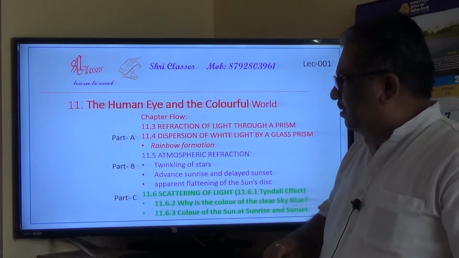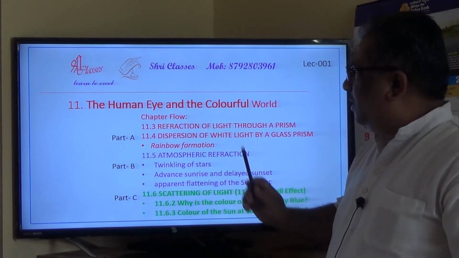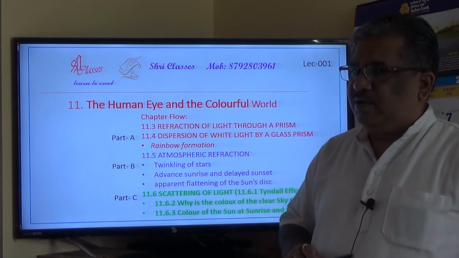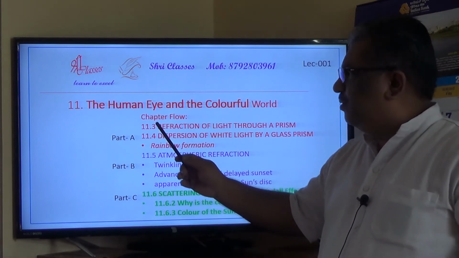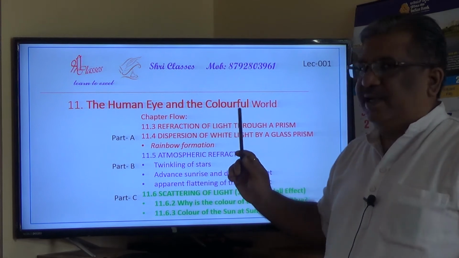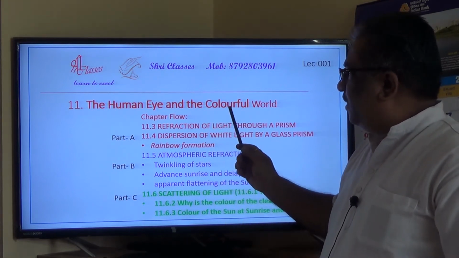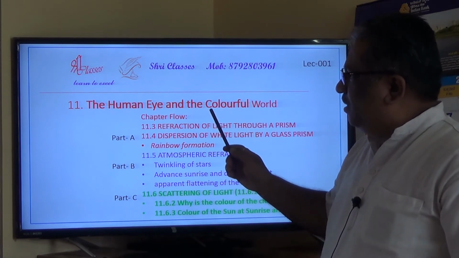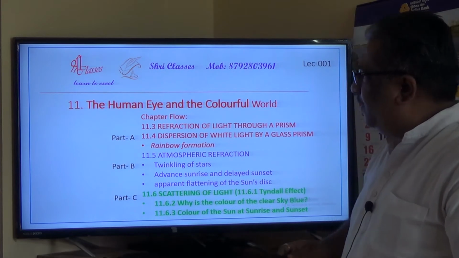We'll begin with the new chapter, chapter number 11, the human eye and the colorful world. According to your new syllabus, the human eye part has been taken out, only the colorful world has been retained, and the portions pertaining to the colorful world would be discussed, and the chapter flow is as below.